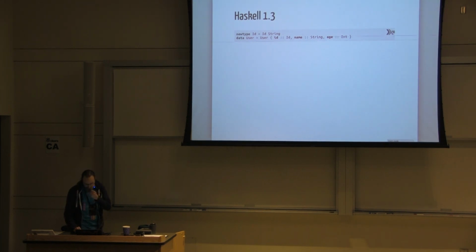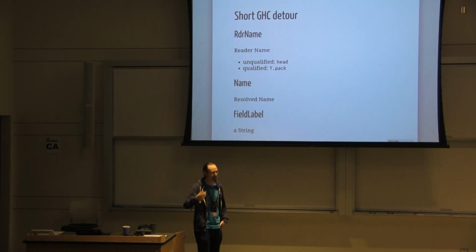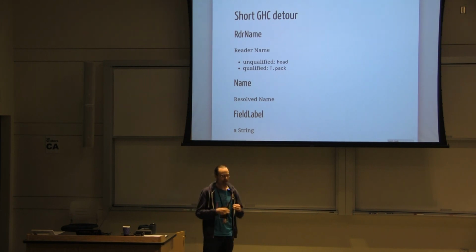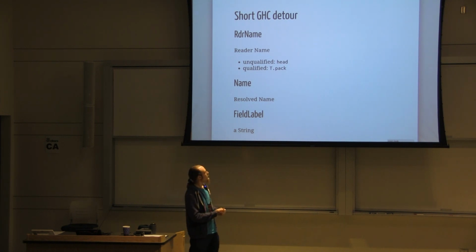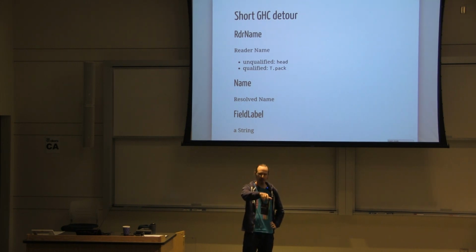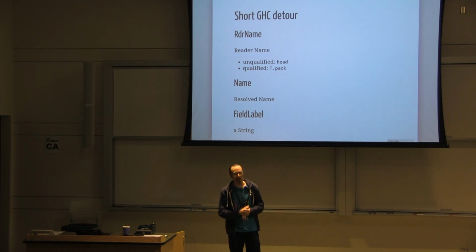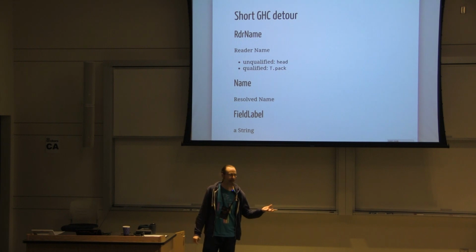So, a very short GHC detour, just to explain roughly how things work under the hood so you understand the further slides a little better. There's a thing called a RdrName, which is what GHC sees first when it parses your code. So if you have just head in there, for list head from Prelude, that's initially parsed as a RdrName. You can have them unqualified or qualified: unqualified if just head, or qualified, for example, T.pack.